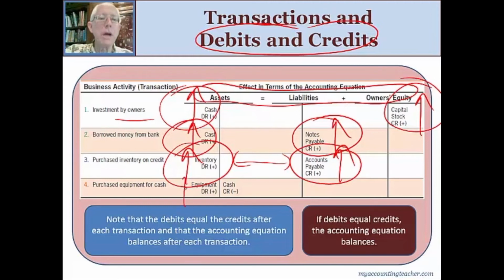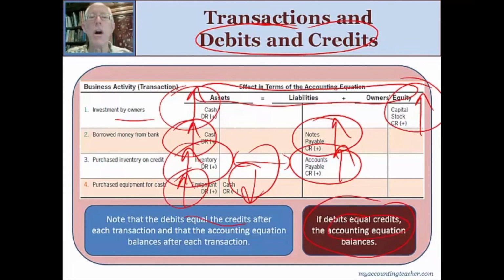Equipment goes up. That's with a debit. Cash goes down. That's with a credit because it's an asset. So one asset gets debited because it's going up, equipment, and the other asset, cash, is credited because it's going down. The debits still equal the credits. Look at that. Debits equal credits. After every transaction, that ensures that the accounting equation is always going to be equal. Just keep track of debits equal credits.